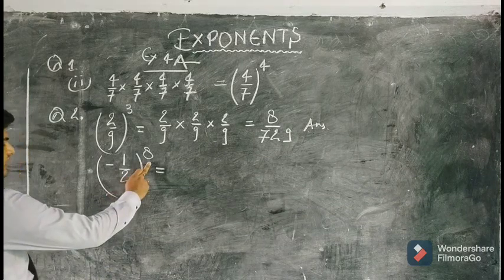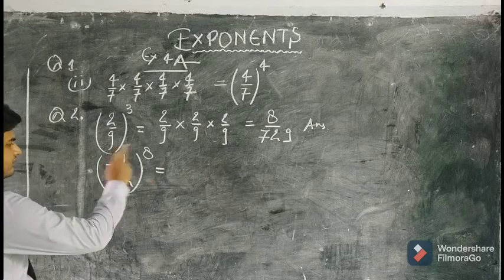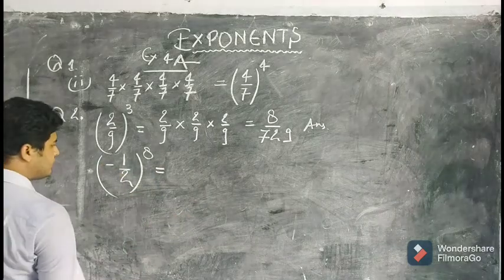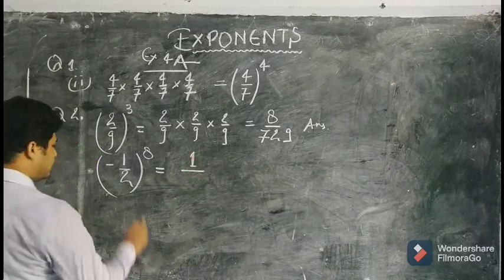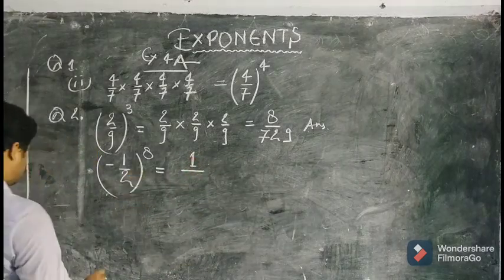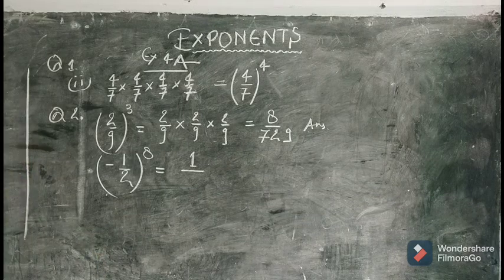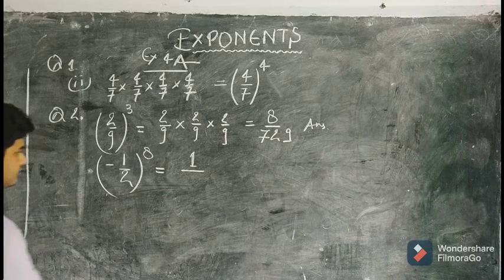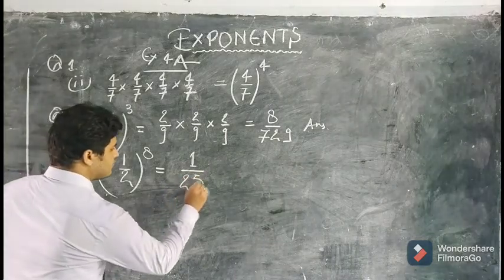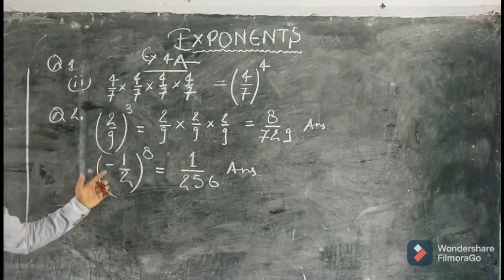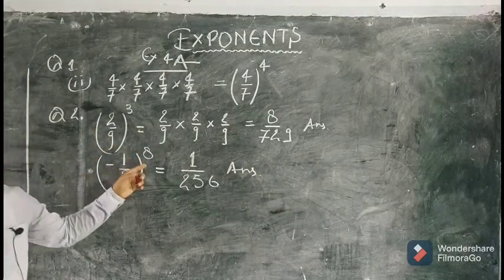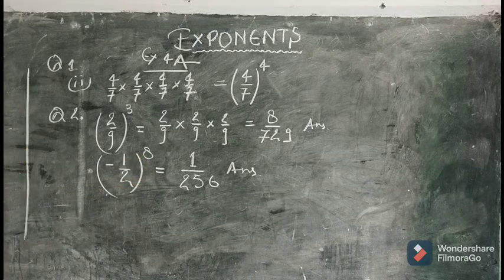So here the power is 8, 8 is an even number, so minus will become plus, and plus is not written. 1 multiplied 8 times will give you 1, and 2 multiplied 8 times: 2 2s are 4, 2 4s are 8, 2 8s are 16, 2 16s are 32, 2 32s are 64, 2 64s are 128, 2 128s are 256. So 1 upon 256 is going to be the answer. The minus will become plus because the power is an even number.